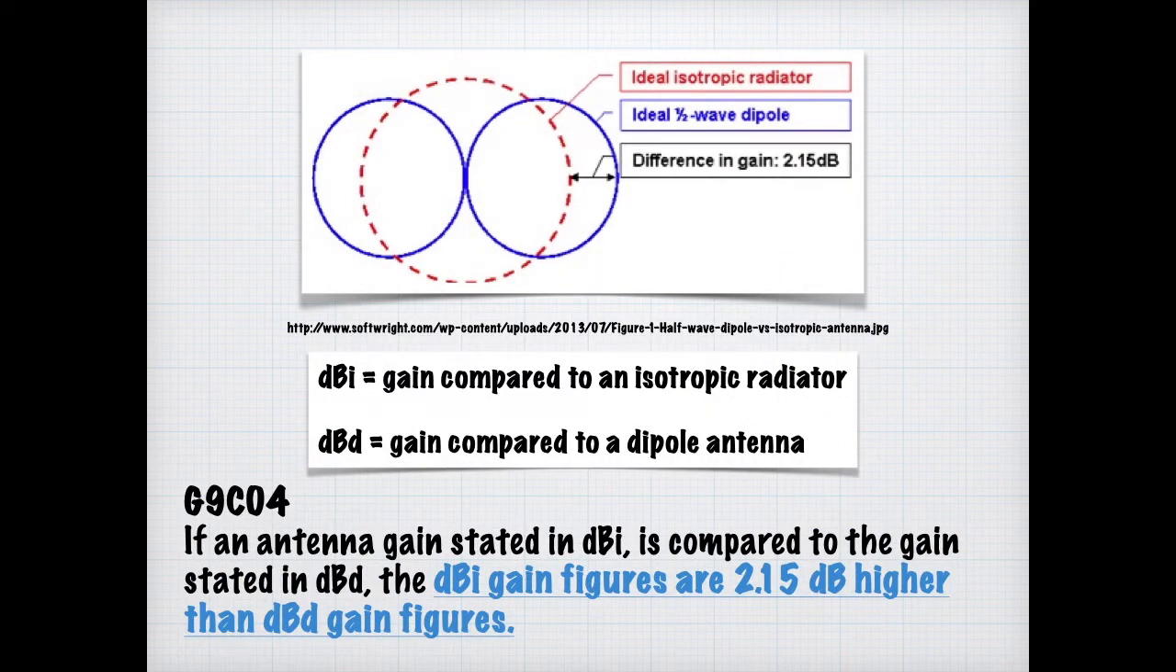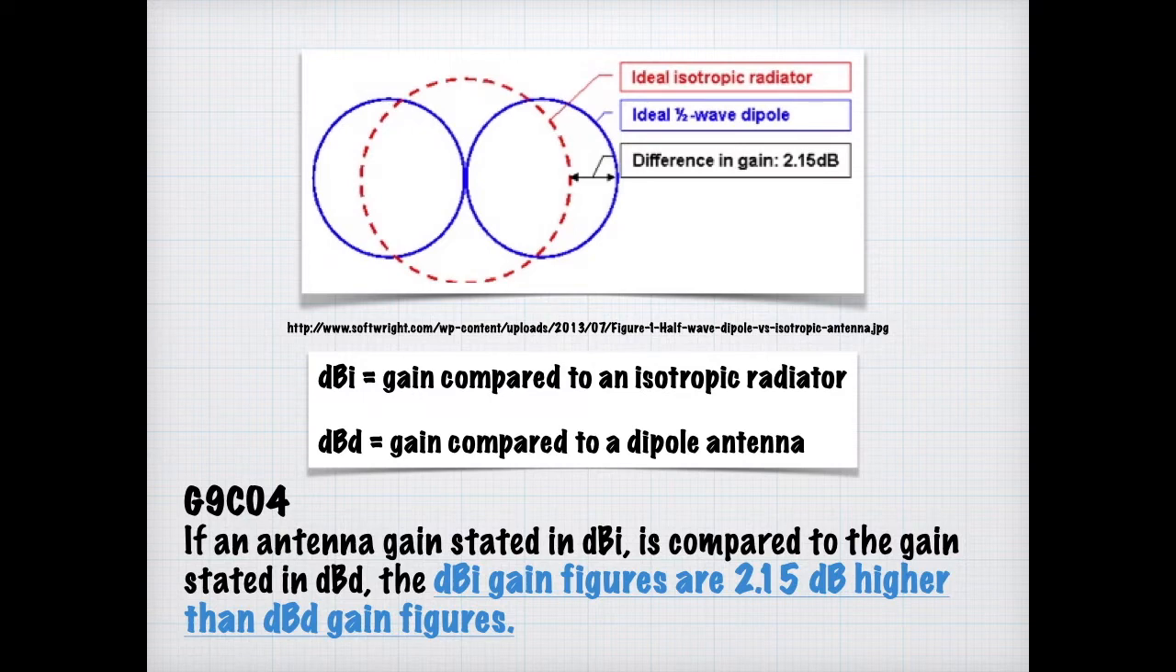And for the exam, we need to know the difference between dBi and dBd. dBi refers to an isotropic radiator, which is a theoretical isotropic antenna. The dBd refers to a dipole antenna, which is a real-life antenna. So it's a comparison between a theoretical and a real-life model. And typically, the difference between an isotropic radiator and a dipole is 2.15 dB.